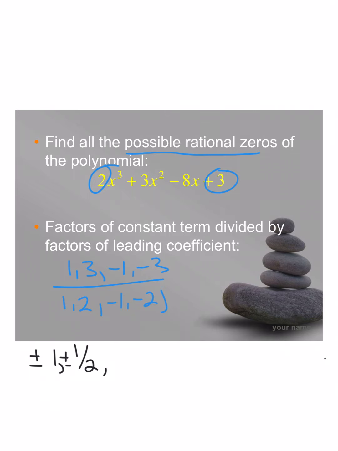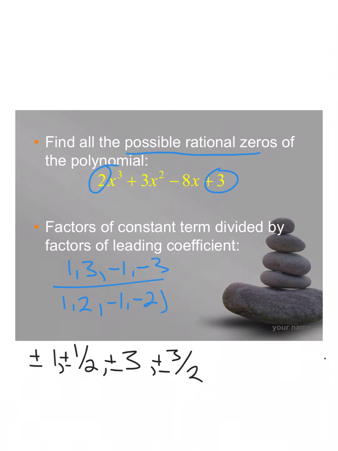Unfortunately, we get to repeat this with all of our values in our numerator. So I'll be dividing 3 by all of my numbers in my denominator, negative 1, and then also negative 3. Let's go ahead and do the positive 3. If I divide positive 3 by 1, then we get 3. If I divide positive 3 by 2, we get 3/2. And then if I divide 3 by negative 1 or negative 2, we end up just getting positive or negative 3, and then positive or negative 3/2.